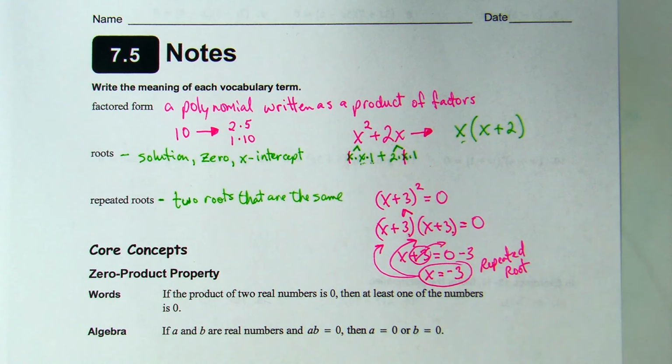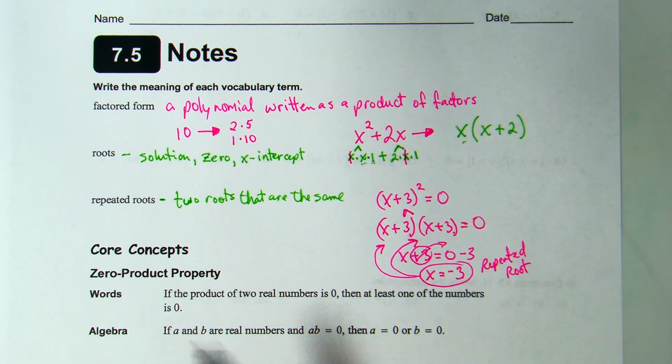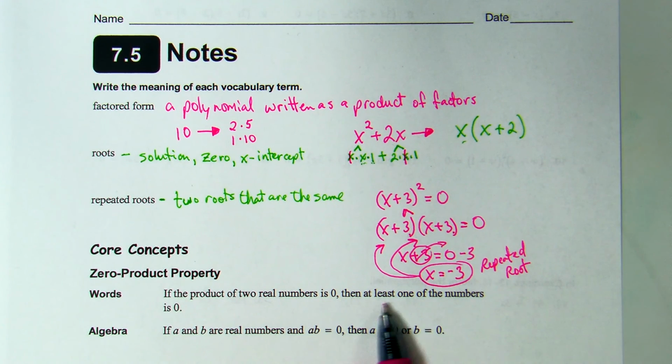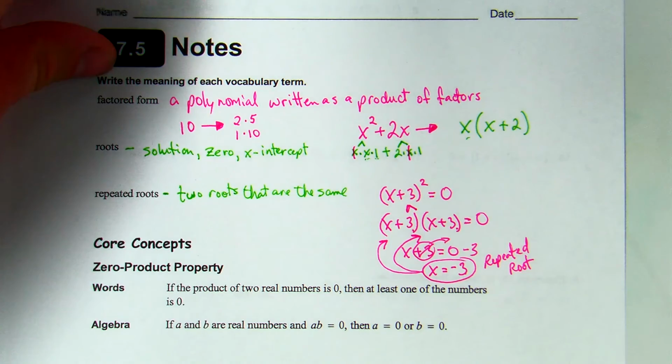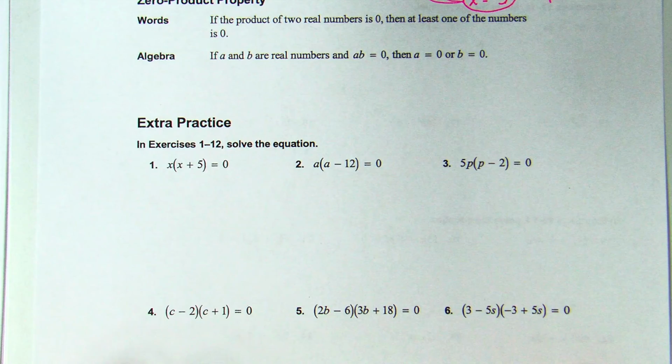Okay, and so we've already kind of mentioned it. I'll just read through it though. If the product of two real numbers is 0, then at least one of the numbers is 0. If a and b, some variables, are multiplied times each other, a times b, and it equals 0, then a has to equal 0, or b has to equal 0.